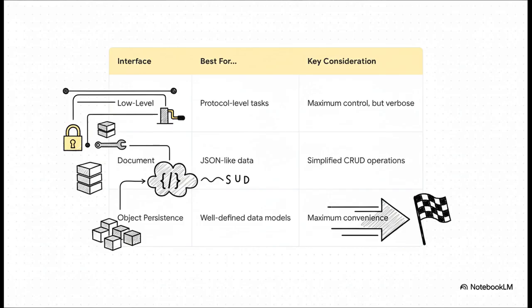The document interface is a fantastic middle ground. It's perfect when your data is more schemaless or JSON-like, and you just want to simplify your basic operations without committing to a rigid object model. And finally, for most application development, where you have a well-defined data model and your main goal is to develop rapidly, the object persistence model is almost always the way to go.